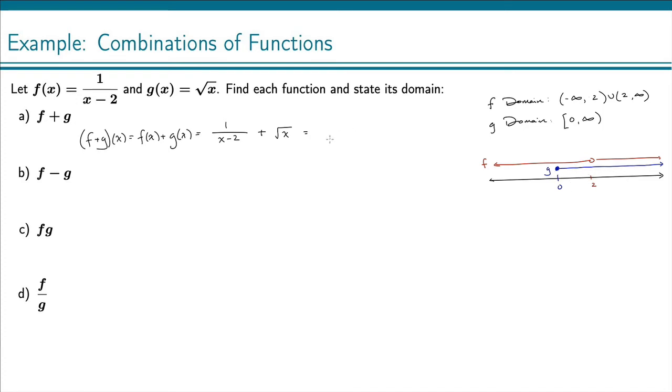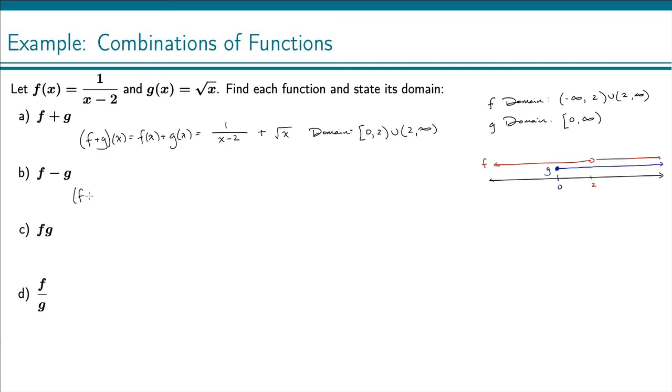And so that domain is going to be, and we don't need the equals there, the domain is, we'll start at 0 because that's where our overlap starts, and we go up to 2, but then we can't equal 2, but then from there we can go from 2 to infinity. So there's the domain of our sum. That's the intersection of these two domains.